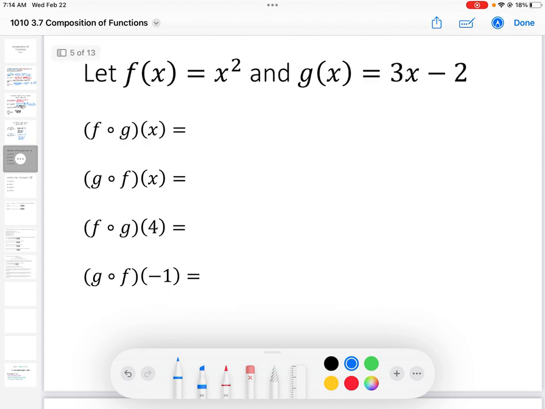So why don't you go ahead and try these 4 problems, then pause the video and restart it to see how I would solve these.